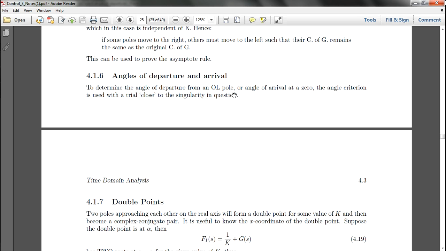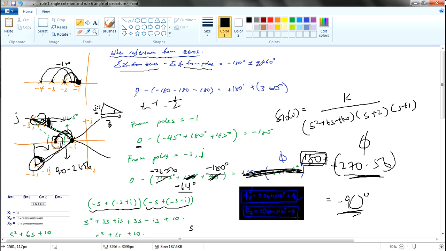The angle of departure and arrival is simply saying, remember all the poles will go to the zeros, right? So the poles will always go to the zeros. So wherever the poles go to some point is always the angle of departure, because you're going to some place. You're always departing. So the angle subtended from poles is actually called the angle of departure.